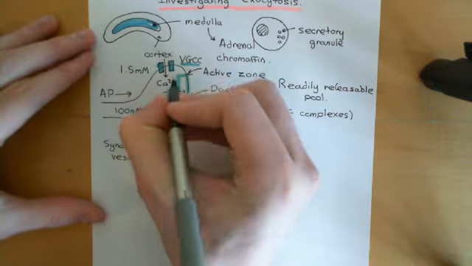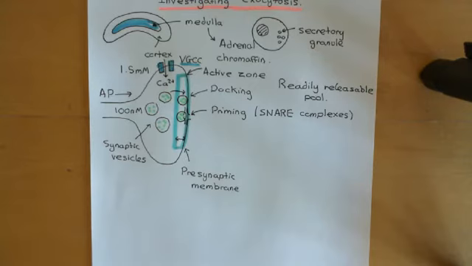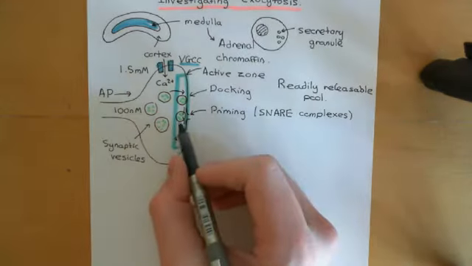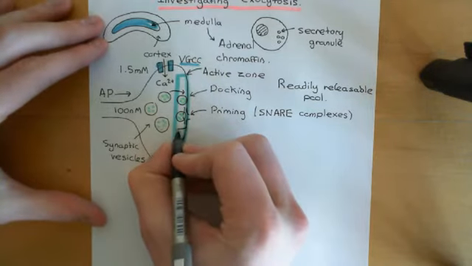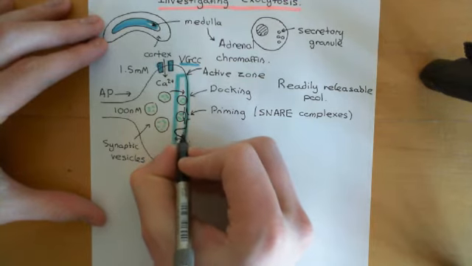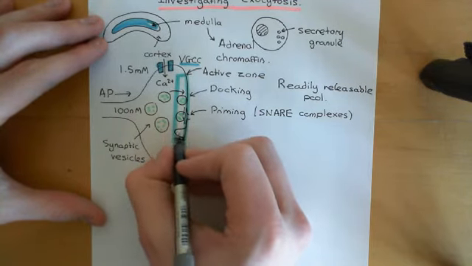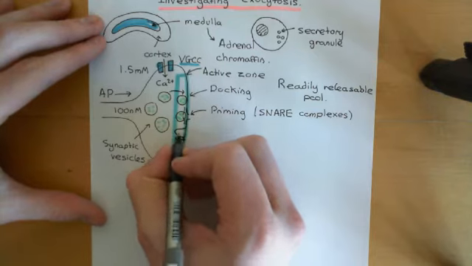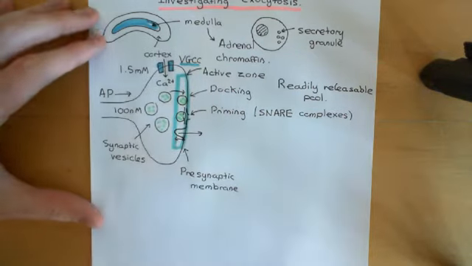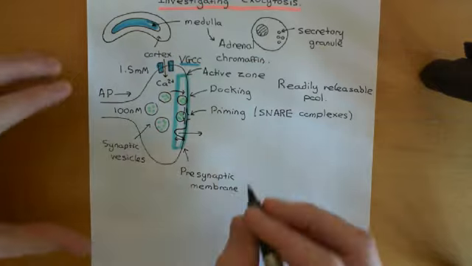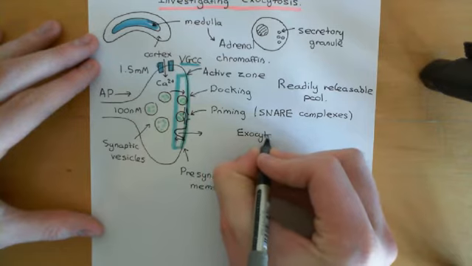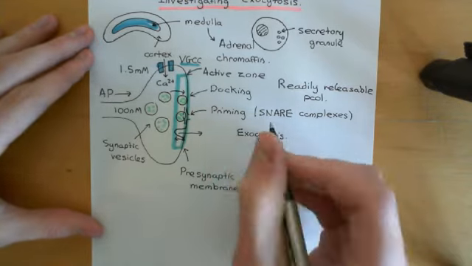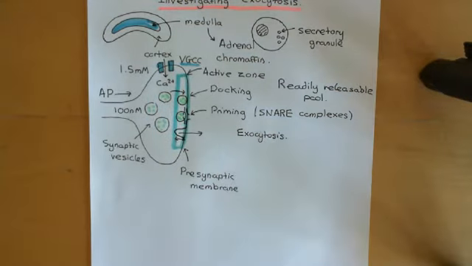Okay, so these voltage-gated calcium channels will open, they'll bring calcium in, and then that calcium signal is the signal which tells these primed synaptic vesicles here to actually fuse with the plasma membrane. So what will now happen is the vesicular membrane will fuse with the plasma membrane, and then the neurotransmitter will be exocytosed into the synaptic cleft. Okay, so this is the exocytosis process. Right, and something very similar occurs in the adrenal chromaffin cells.